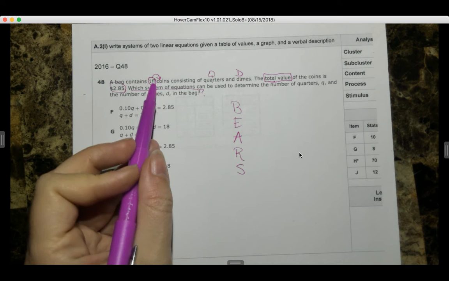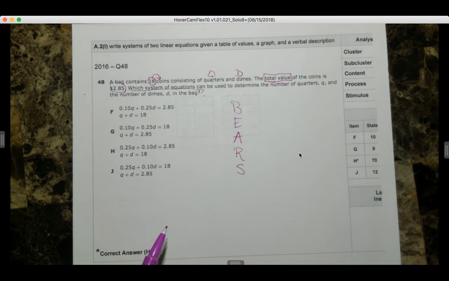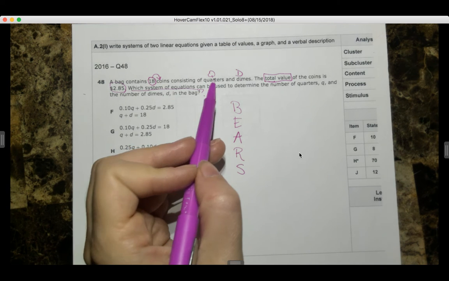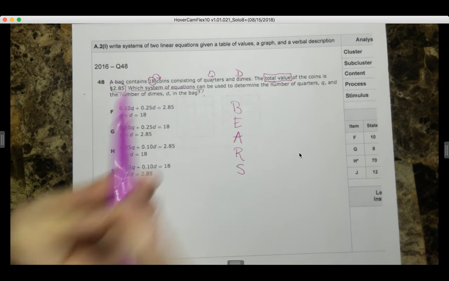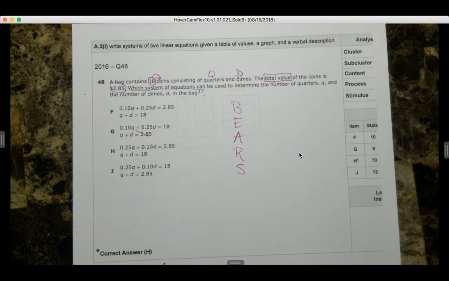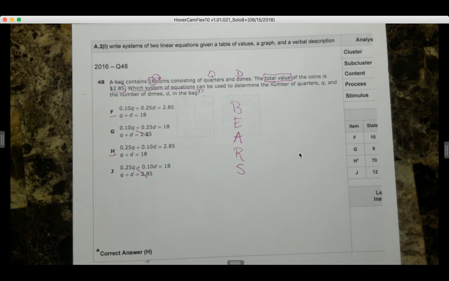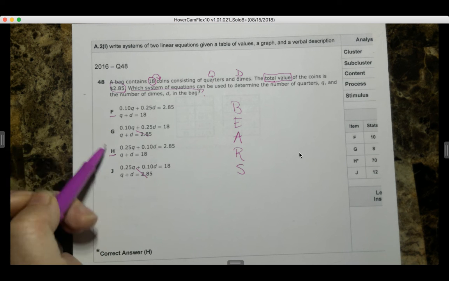It says there's a total of 18 coins, and the total value of the coins is $2.85. So I know that the number of quarters plus the number of dimes should equal 18, which means I can eliminate this. There are not 2.85 total coins. I can also eliminate this one. That leaves me down to F and H. Now what's the difference between F and H?